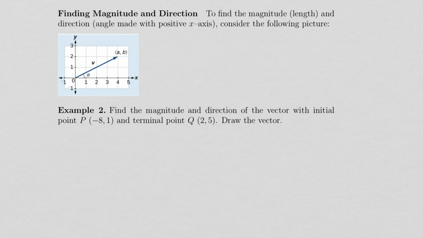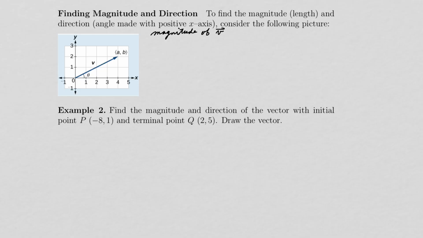All right, so how do I find the magnitude and how do I find the direction? Well, the magnitude, again, is just the length of the vector. And to find that, we're going to use the Pythagorean theorem. Okay, so for the magnitude of V, by the way, you can write that several different ways.